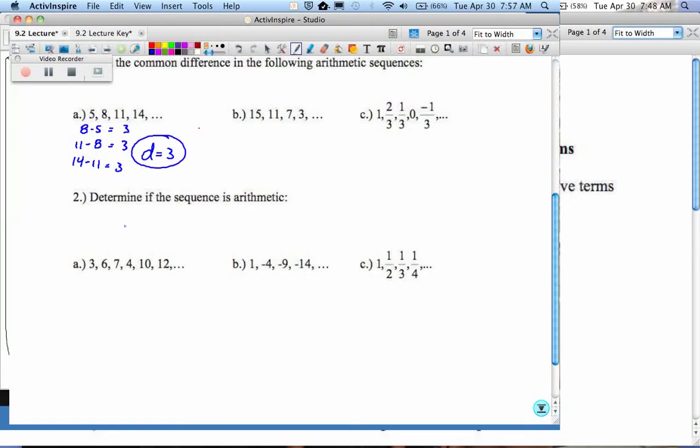So D equals 3. Now, notice how I did that? I took the next number in the sequence minus the one in front of it. The next one minus the one in front. The next one minus the one in front. It's easy to just look at numbers like the next one and write down 4. But when you do that, what's happening? It's really 11 minus 15, 7 minus 11, 3 minus 7, which is negative 4.